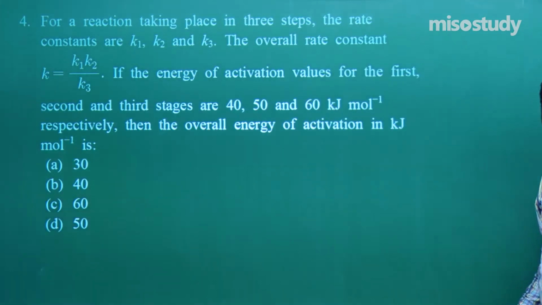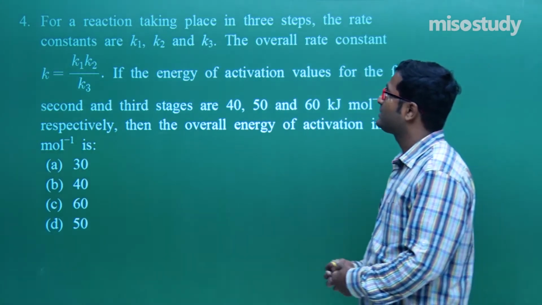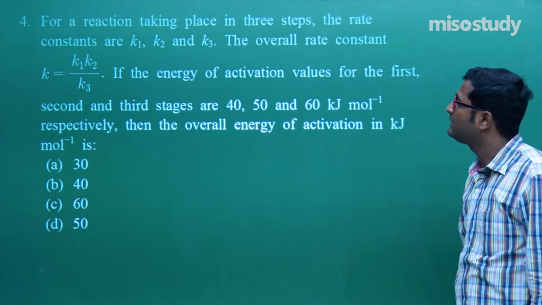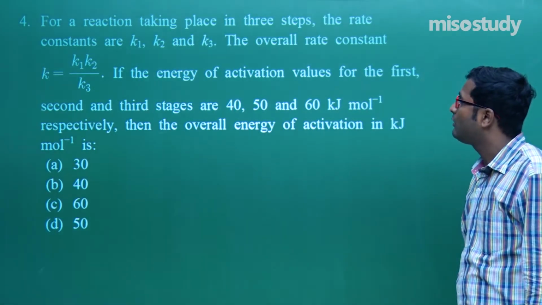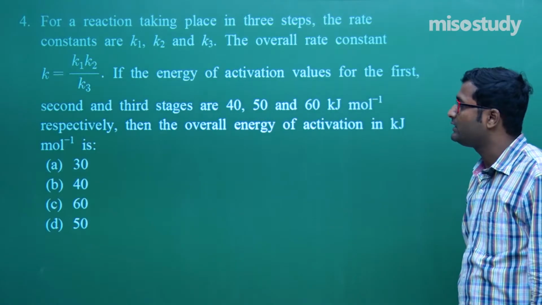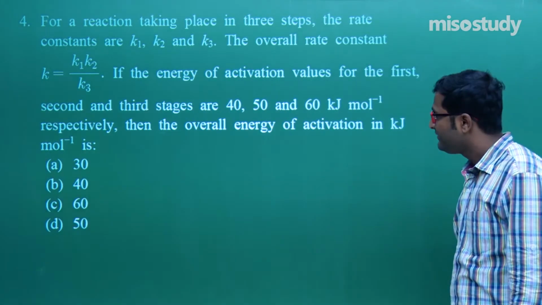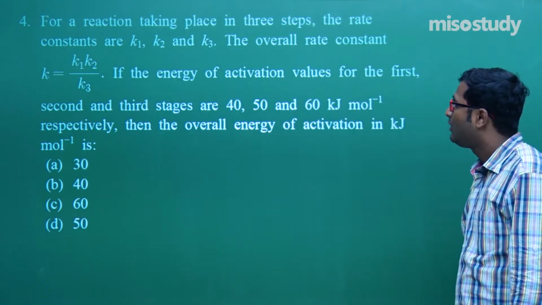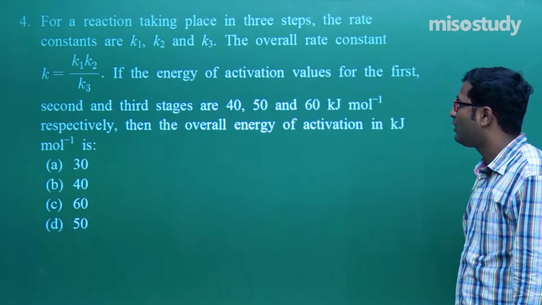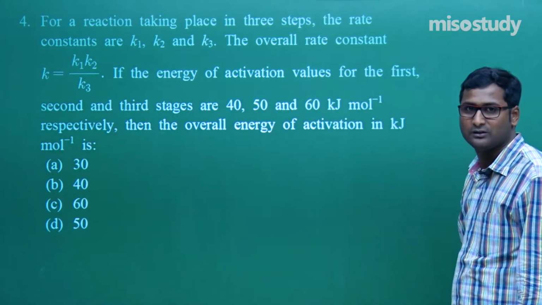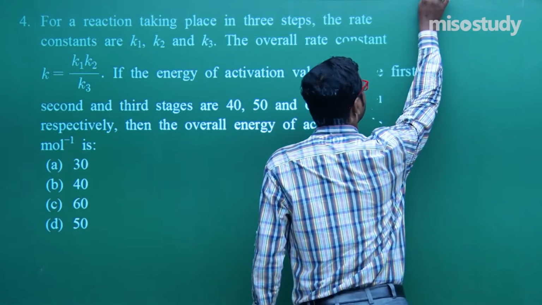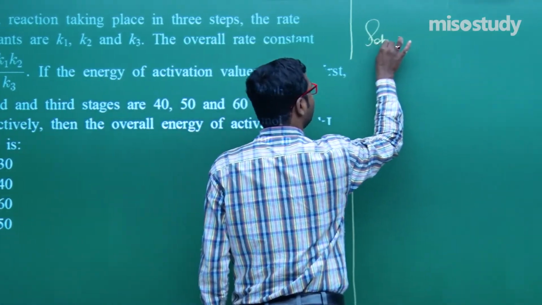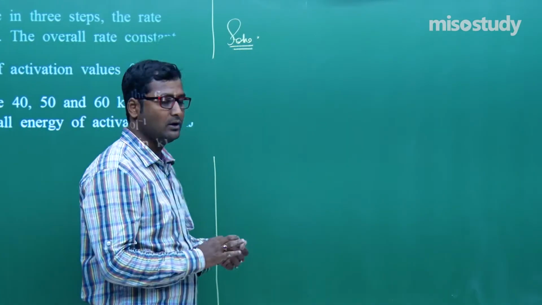Question number 4. Read the question carefully. For a reaction taking place in 3 steps, the rate constants are k1, k2 and k3. The overall rate constant k is equal to k1 into k2 upon k3. If the energy of activation values for the first, second and third are 40, 50 and 60, then the overall energy of activation is very simple. Now what to do? Check it out. I am giving you a detailed solution for this question.